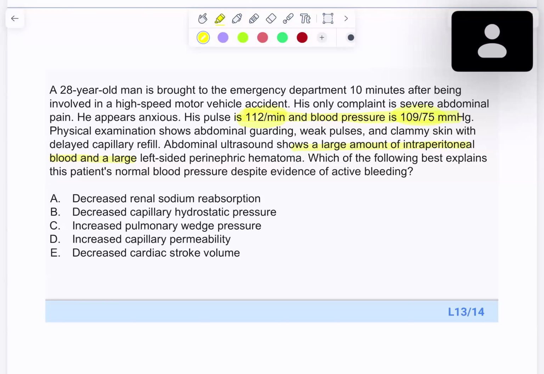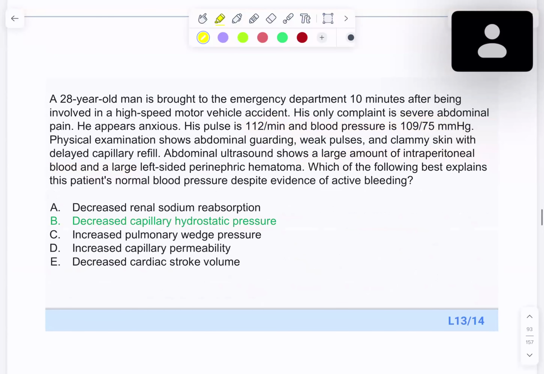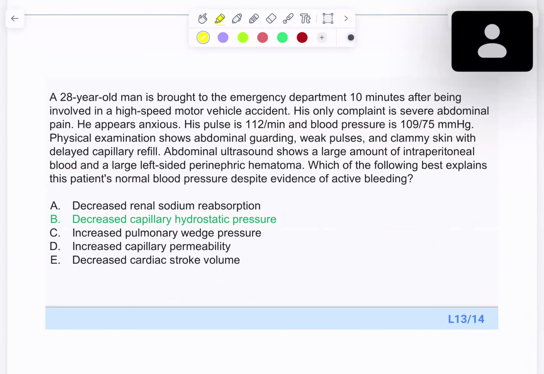B. Correct. You guys are really smart, mashallah. The answer is B, decreased capillary hydrostatic pressure. What's happening here? Do you guys know what this is called? When you bleed a lot, but initially you're fine and your blood pressure is normal. What is the patient in, first of all? What kind of condition is this called?